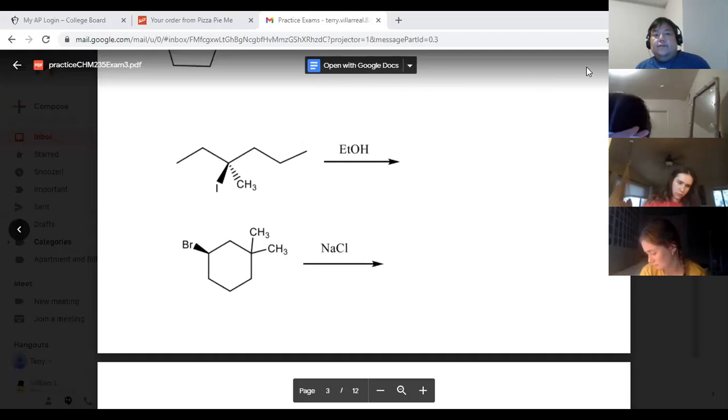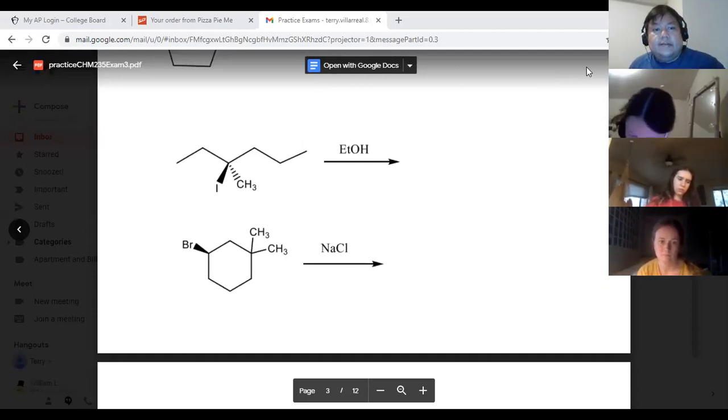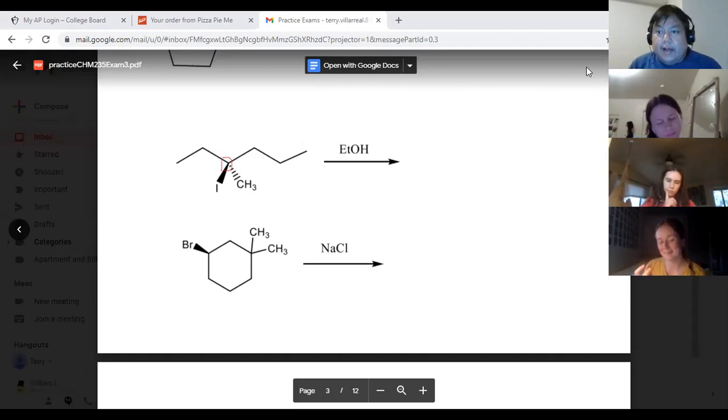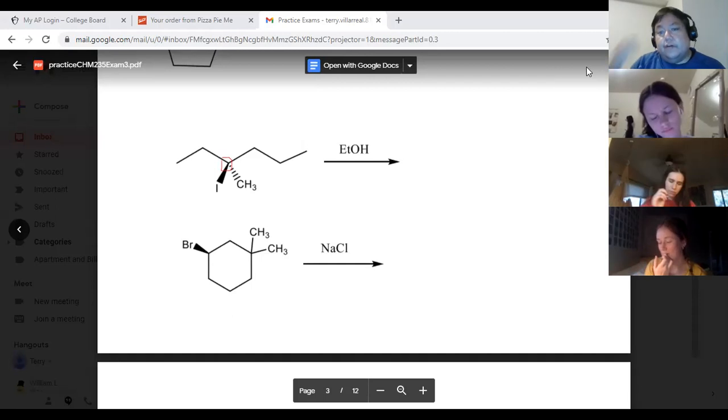Okay, so let's look here. So we know that these are going to be SN1s again, so we don't have to worry about that nonsense. But is this a stereo center right now? Yes, and it is going to be a tertiary carbocation, so we don't have to worry about rearrangement. So how many products are we going to have, Glenn? 2. It's a stereo center. So if it is a stereo center, you will have 2.